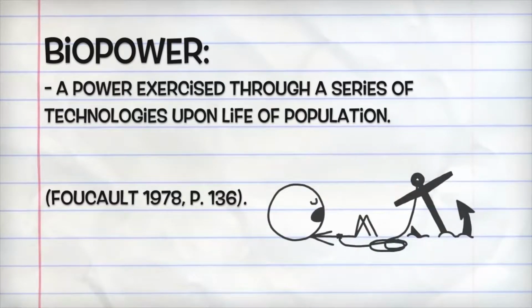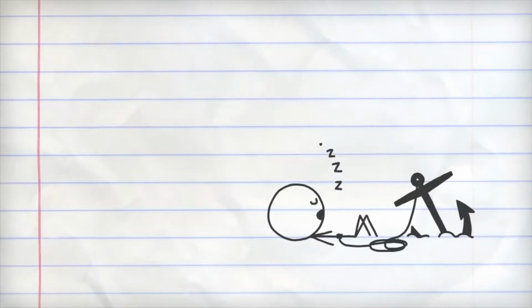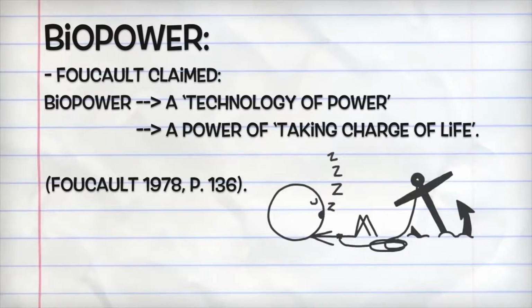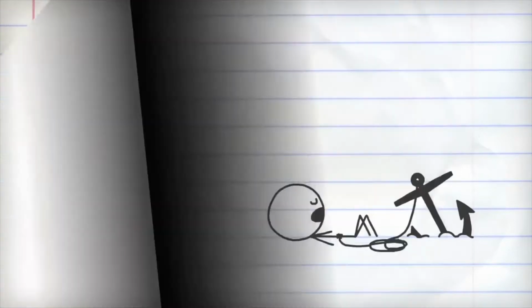According to Foucault, biopower is a power exercised through a series of technologies upon the life of a population. It is also a power function of controlling and monitoring biological processes. As Foucault mentioned, biopower is a technology of power. It is also a power of taking charge of life.